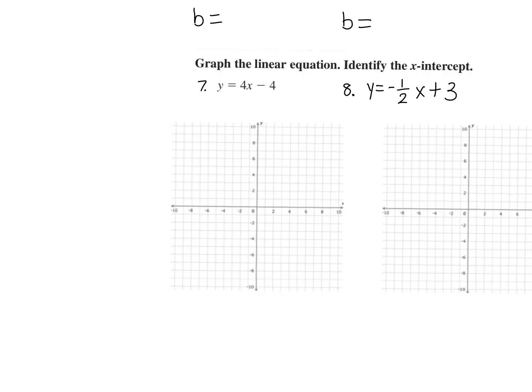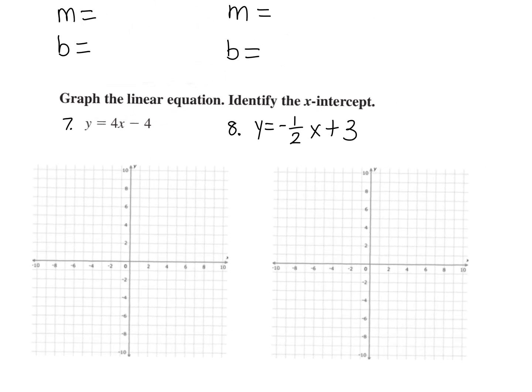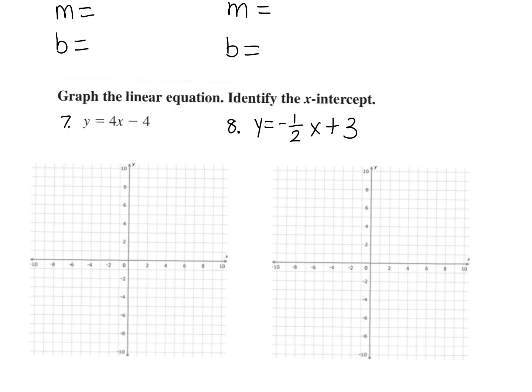All right, so we're going to do some more practice with graphing. If we look at this equation on number 7, you'll see it's in slope-intercept form still, because it says y equals 4x minus 4. So the m is +4, the number in front of x, and the y-intercept is -4, the number at the end. So this is my y-intercept, -4, and this is my slope, +4.